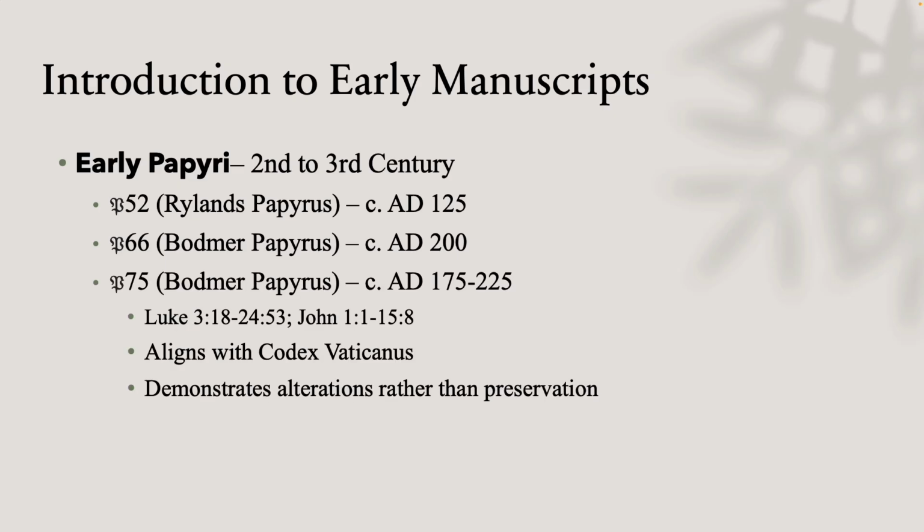The other one we have is P75, a little bit later, 175 to 225. It contains a bit more: it's got Luke, not as big as P66 because that's basically a whole book, but it's got Luke 3:18 to 24, and then John 1 onward, I guess the majority of John. This aligns with Vaticanus, and again demonstrates alterations rather than preservation, which is a similar thing with all these texts.